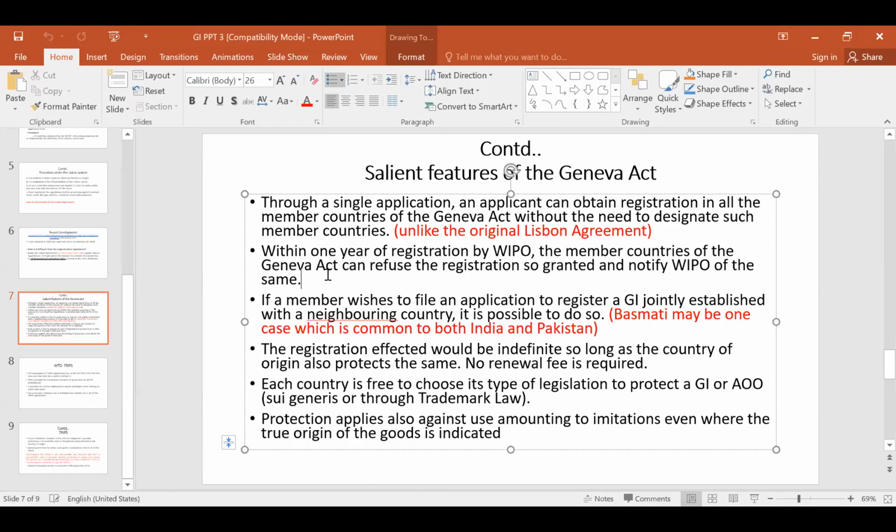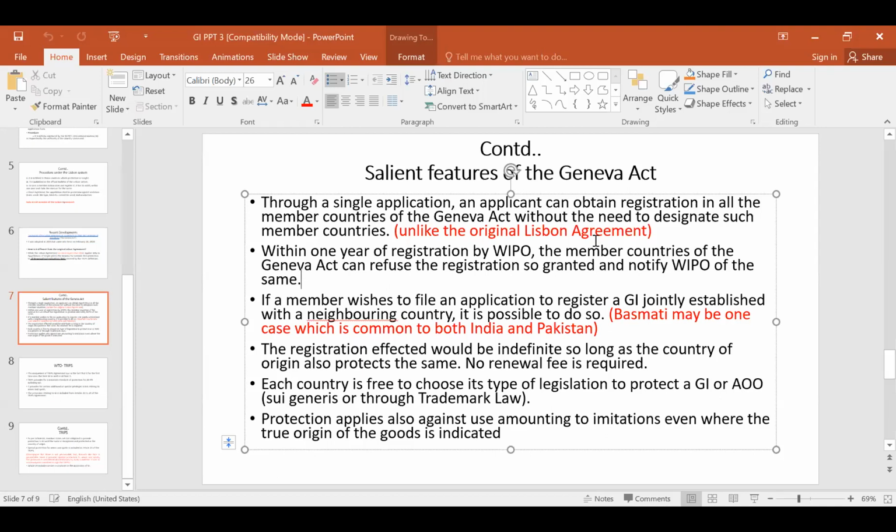The second one: within 1 year of registration by WIPO, the member countries of the Geneva Act can refuse the registration so granted and notify WIPO of the same. Now, there are 30 members of the Geneva Act, but 2 countries might not be happy with the GI registration. So within 1 year, they have to say that in our country, we cannot afford the GI registration.